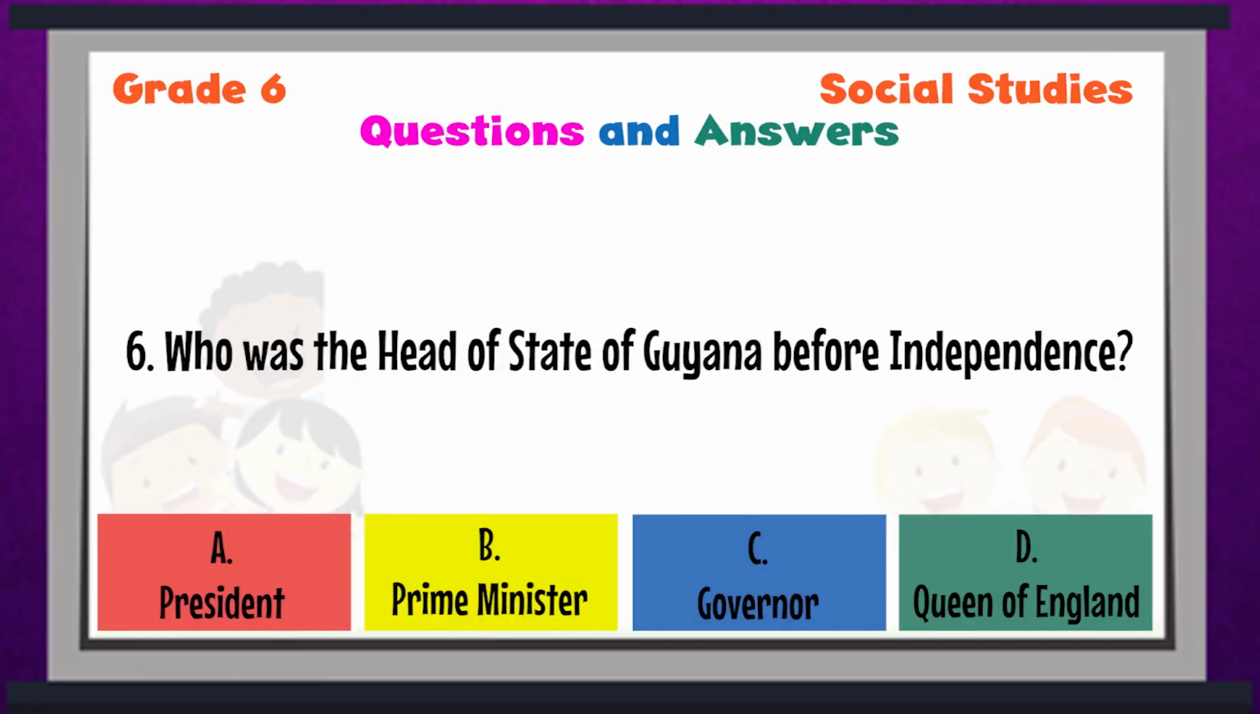Question 6. Who was the head of state of Guyana before independence? A, B, C, or D?